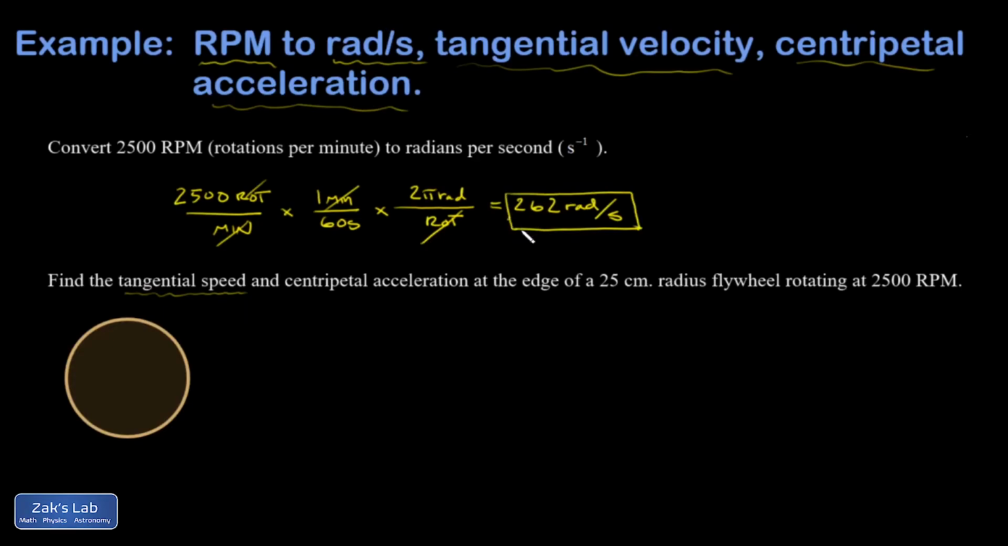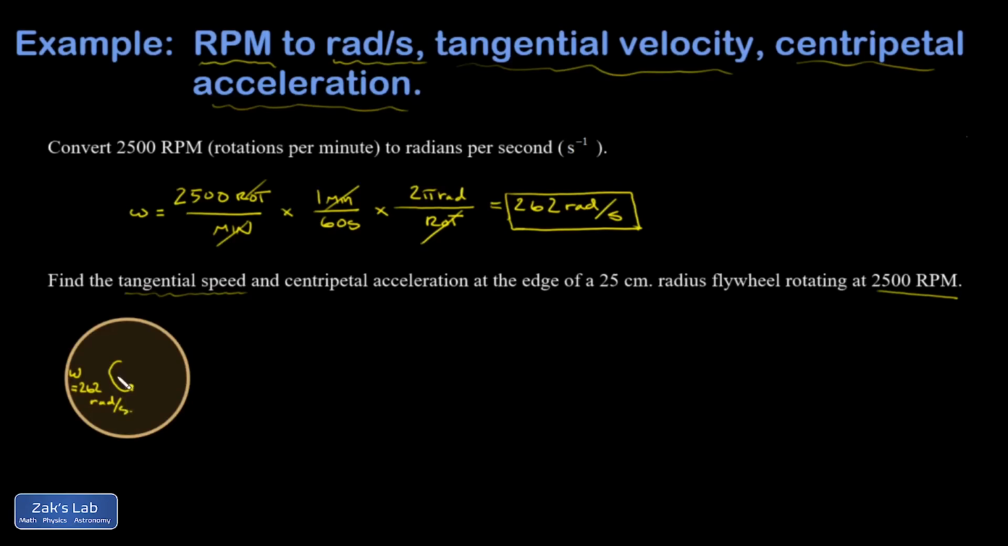All right, and then the symbol that we use for this in physics is a lowercase omega. And it's called angular velocity. Normally we're just talking about its magnitude, and then it's called angular speed. So I have this disk. It's a flywheel rotating at 2,500 RPMs, but I'm going to say omega equals 262 radians per second.